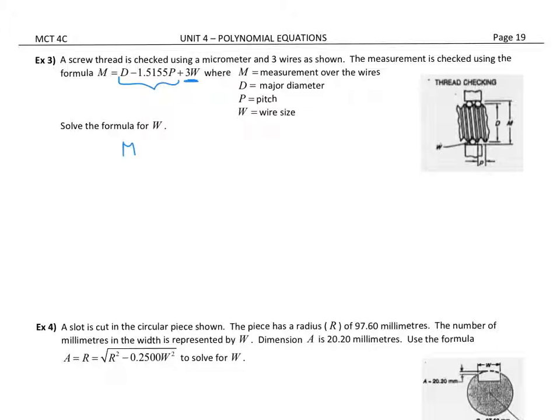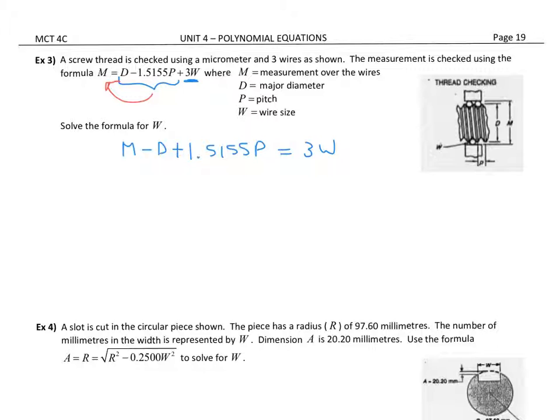1.5155p. So we have M on the left side, we're going to subtract D, and then we have a subtract 1.55 on the right side, so it becomes a plus 1.5155p, and that's going to equal the 3W. So we've subtracted or undone these things to get rid of them.